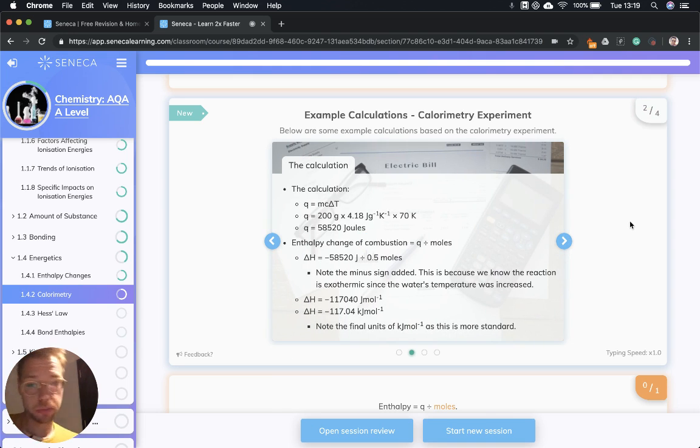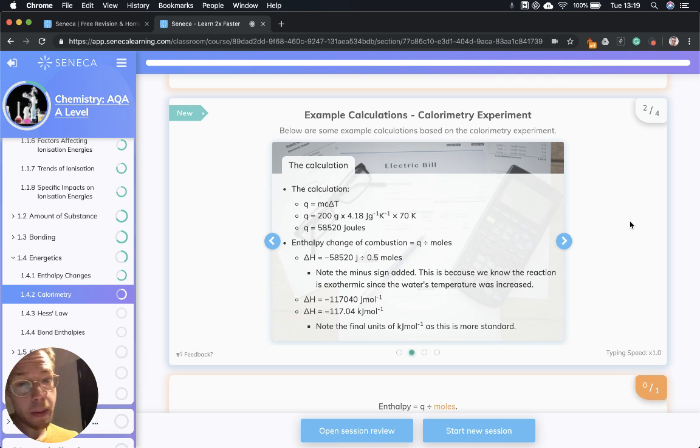So what are we going to do? We're going to use our calculation Q equals mc delta T. Now there was 200 mL of water, which is equal to 200 grams. So our mass is 200. c is always 4.18 joules per gram per K, and this is because that's the specific heat capacity of water. So as long as you're heating up water, we use 4.18. And then we multiply that by 70 K. And altogether, this will give us 58,520 joules.